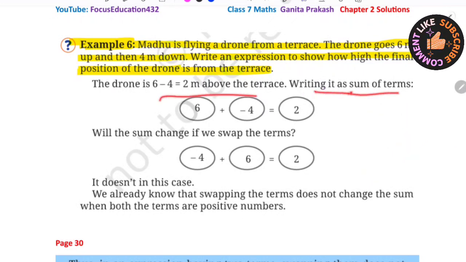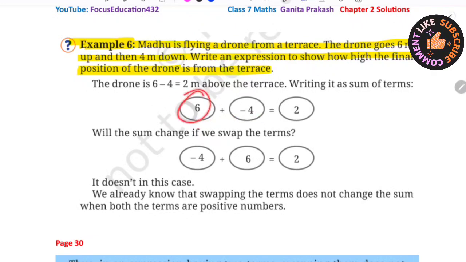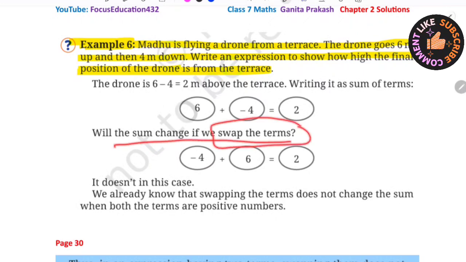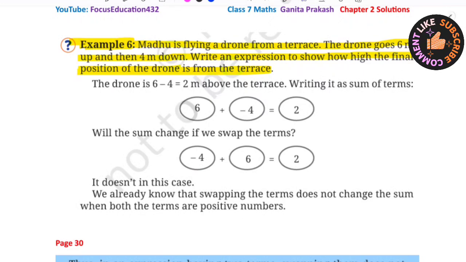Writing it as a sum of terms: 6 plus of minus 4, right? 6 is for up, and everything we are converting into addition, plus minus 4. So 6 minus 4, plus minus becomes minus. Remember, plus and minus becomes the minus. So 6 minus 4 is equal to 2. Suppose we swap the terms, that means we write minus 4 in the beginning and 6 later, will it change the value? See, we will check here. Minus 4 plus 6. No, this also does not change the value. So swapping of terms does not change the value. That is what we have to remember.